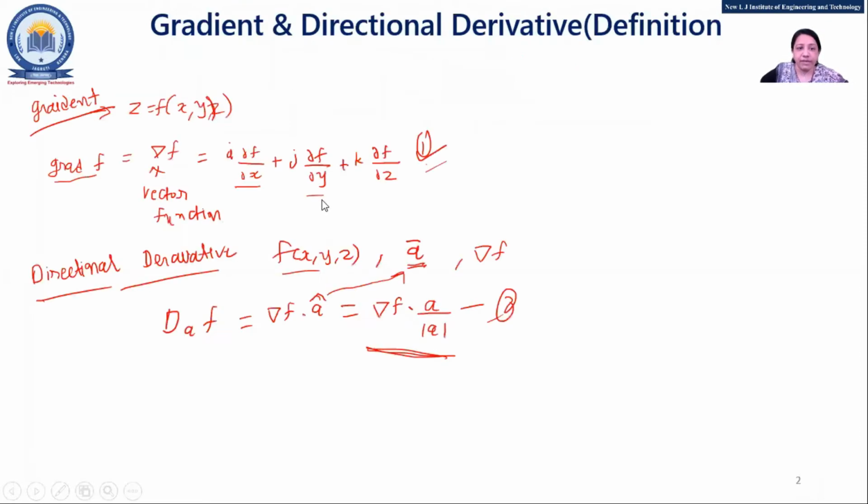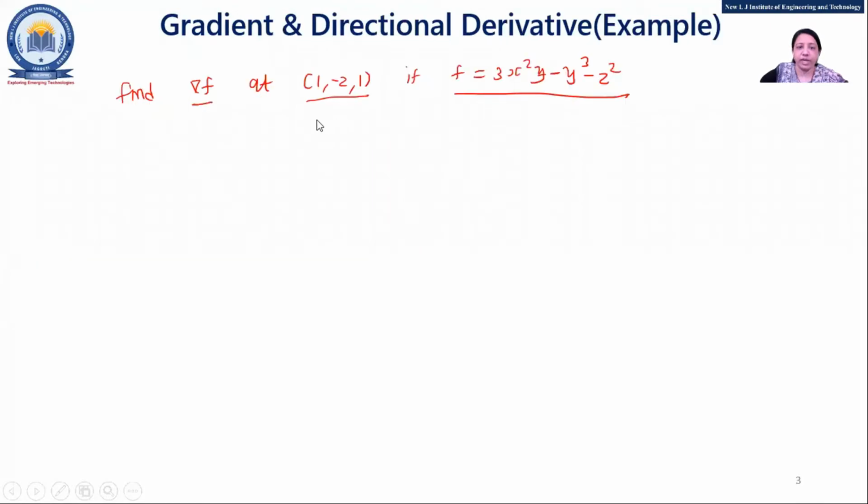So we have seen the definition, grad f equal to this, and this is partial differentiation, with i, j, k. This is one point, (1, -2, 1). First start with the definition of grad f, that is i into del f by del x plus j into del f by del y plus k into del f by del z.